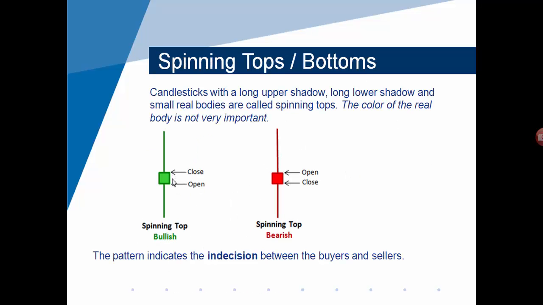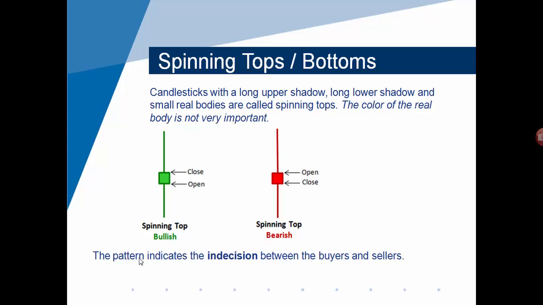Now we have candlesticks that are considered to be indecision candles. Candlesticks with a long upper shadow, a long lower shadow, and a small body in the middle are considered spinning tops. These are called spinning tops. The color of the candles is not important. What's important is the characteristic of the candlestick itself.